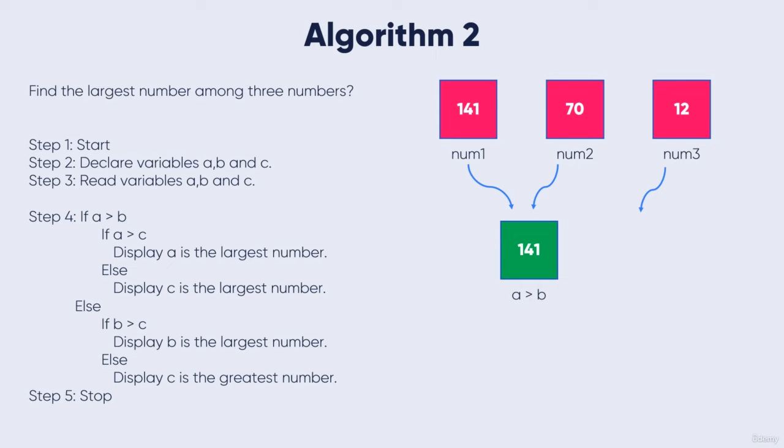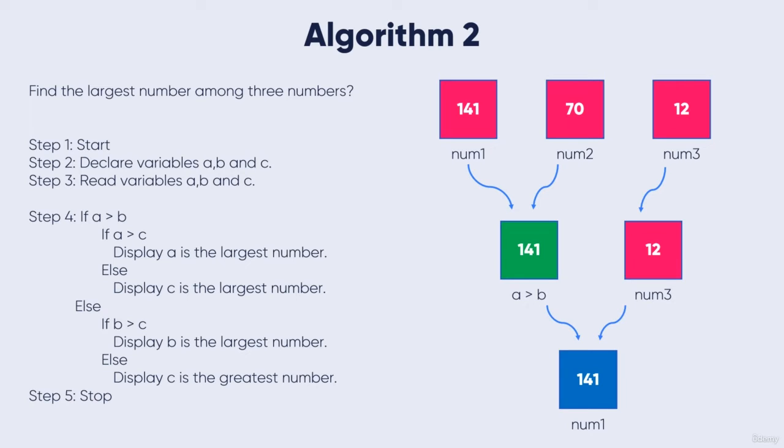Okay? Then we are going to compare num1 with num3. Since num1 is greater than num2, there is no need to compare num2 with num3. We take num1 and compare it with num3. And since num1 is greater than num3, num1 is the greatest among the three given inputs, A, B, C, or num1, num2, and num3.